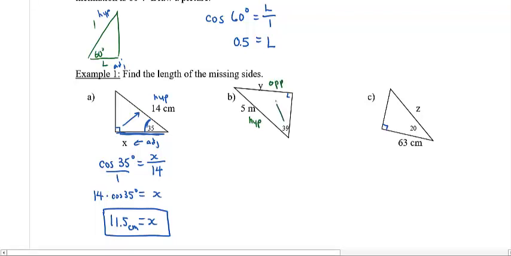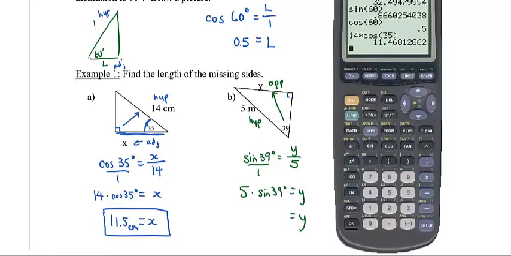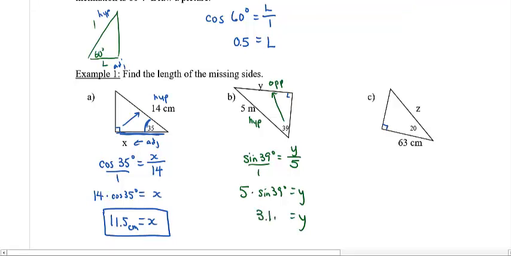This is across from 39, so it's opposite. Opposite over hypotenuse, I'm thinking sine. Once again, cross multiply. Go to your calculator. 5 sine 39. There you go, 3.1 meters.